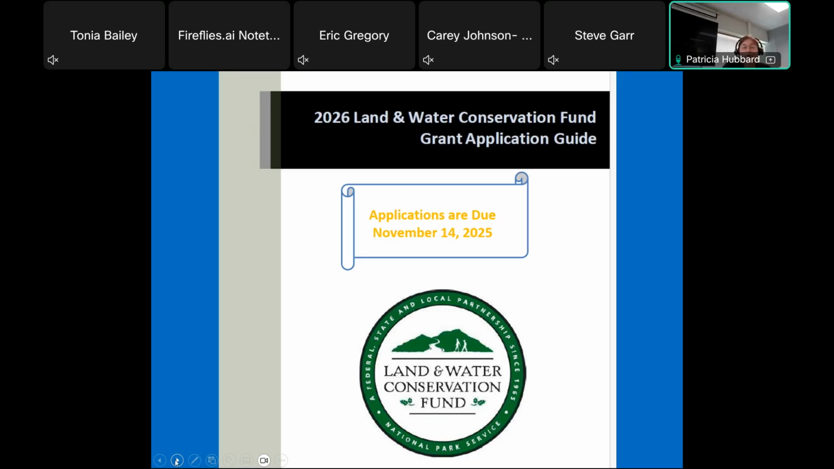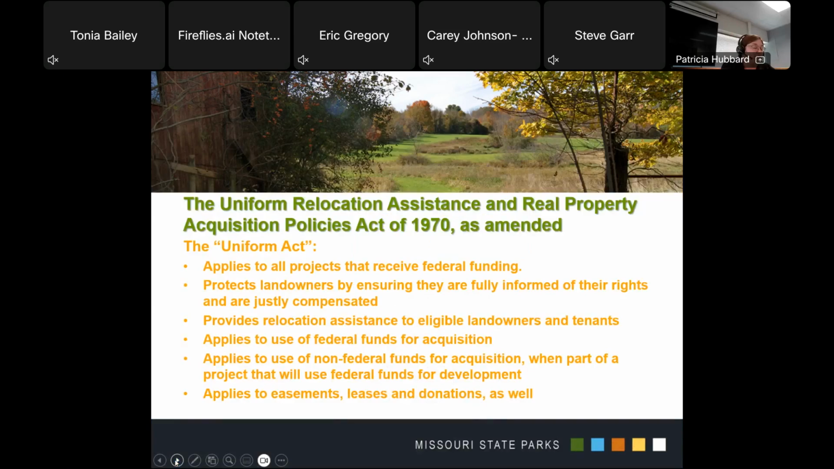And before we start this presentation and going over the application, we are going to talk about the process that you have to follow when acquiring real property with federal funds. So all acquisition of real property with federal funds, whether through purchase, donation, easement, or lease, must comply with the Uniform Relocation Assistance and Real Property Acquisition Policy Act of 1970, as amended, also known as the Uniform Act. This act also applies to acquiring property with non-federal funds when the intent is to apply for an LWCF grant in the future for development.